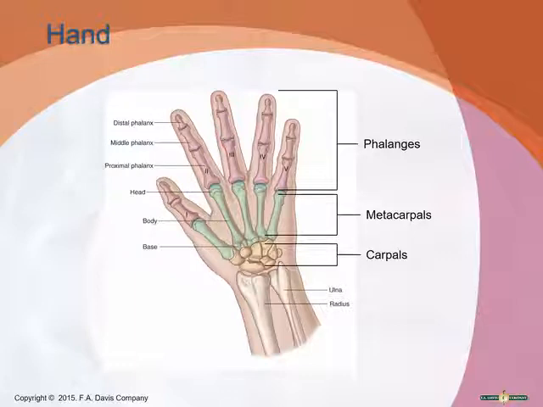We identify the phalanges with Roman numerals 1 through 5, 1 being the thumb, 5 being the pinky. It's really how they identify the bones. So if you hear a fracture of the carpal, hand phalange number 3, you'll know which bone they're talking about.